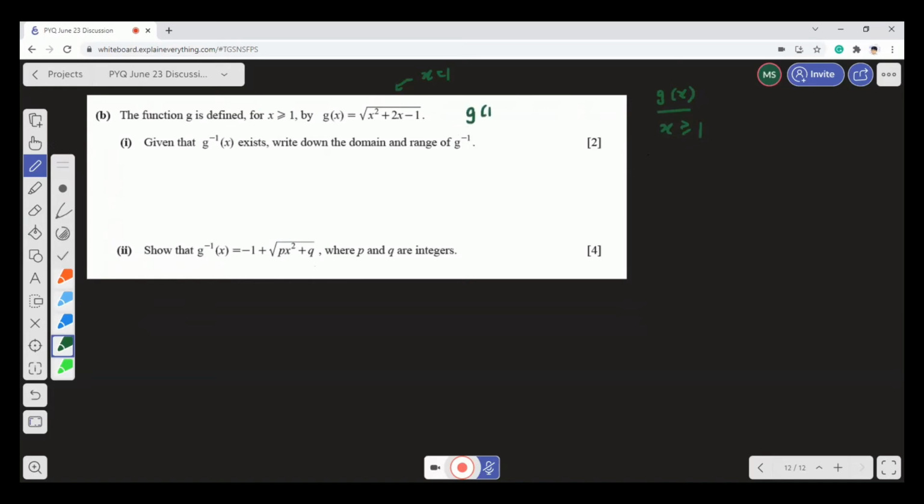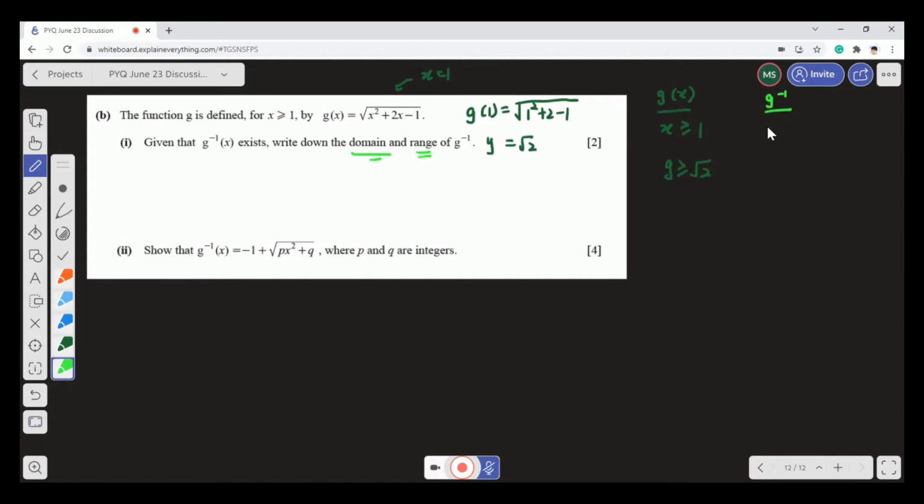So g1 is equal to square root 1 square plus 2 minus 1. I get square root 2. So meaning to say, if my x is equal to 1 and onwards, my y for gx will be always more than or equal to square root 2. So then it will come to this question. They say write down the domain and range for G inverse. So we look at G inverse.